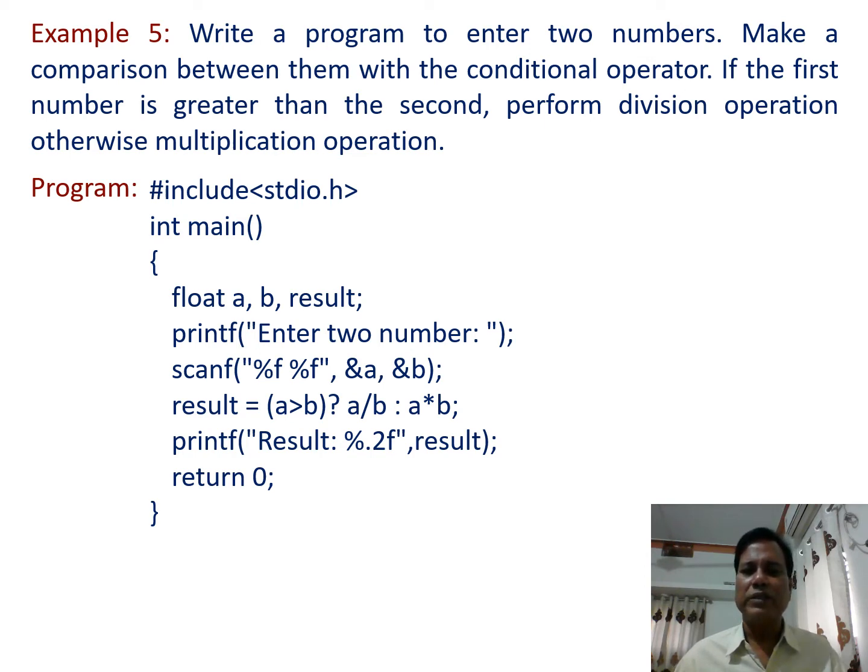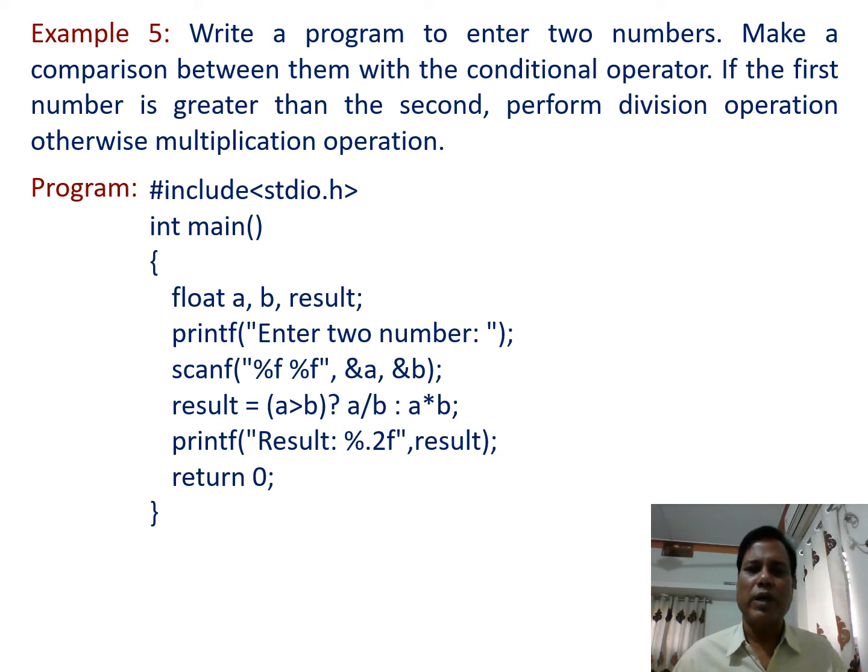Then the next statement is result equal to. On the right side of the assignment operator, the conditional operator is present. So a greater than b. If the first number is greater than the second number, then we have to perform a divided by b, the division operation. Otherwise, if the condition is false, we have to perform the multiplication operation. After that, we print the result, "Result:" followed by %.2f. The value of result is printed in the %.2f format specifier.